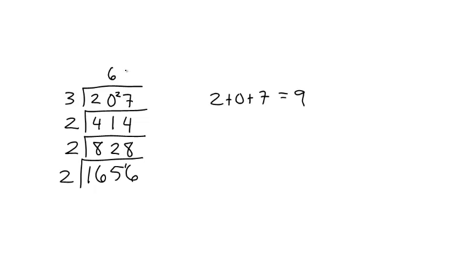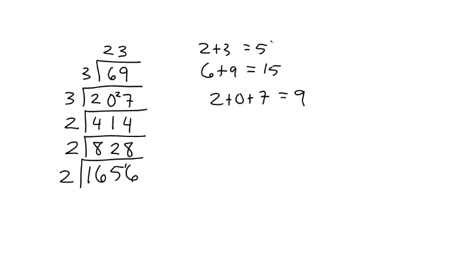3 goes into 27 9 times. 6 plus 9 is 15. That can be divided by 3. This whole number can be divided by 3. 3 goes into 6 twice, and 9 3 times. 23. 2 plus 3 is 5. 5 cannot be evenly divided by 3. Therefore, there is no 3 in 23.